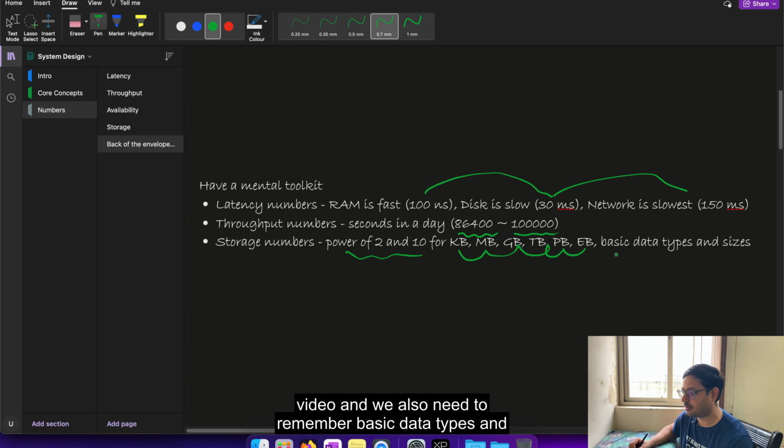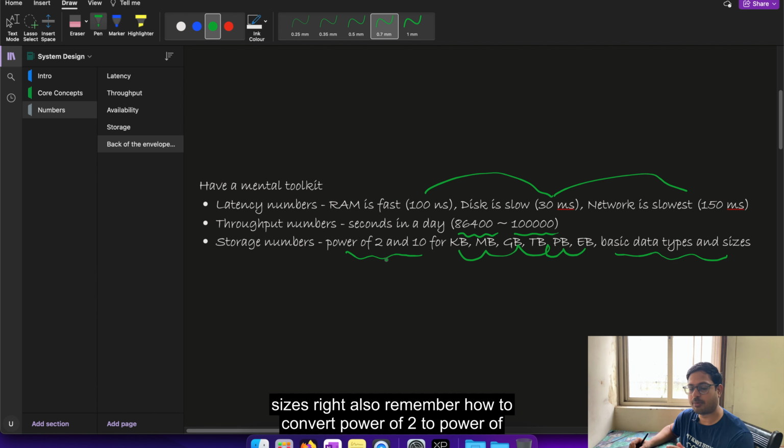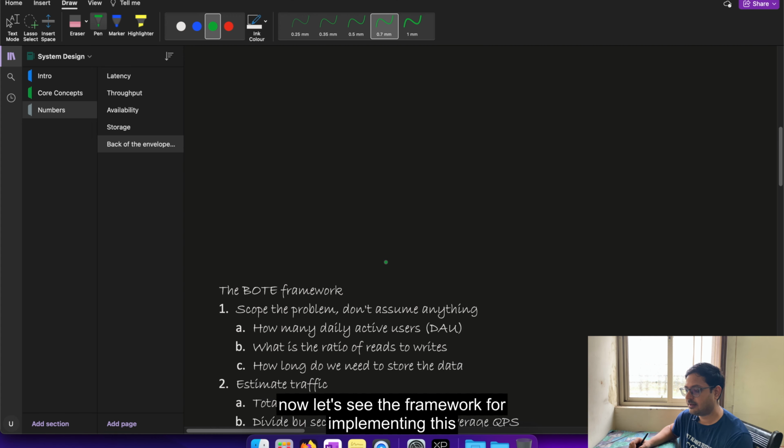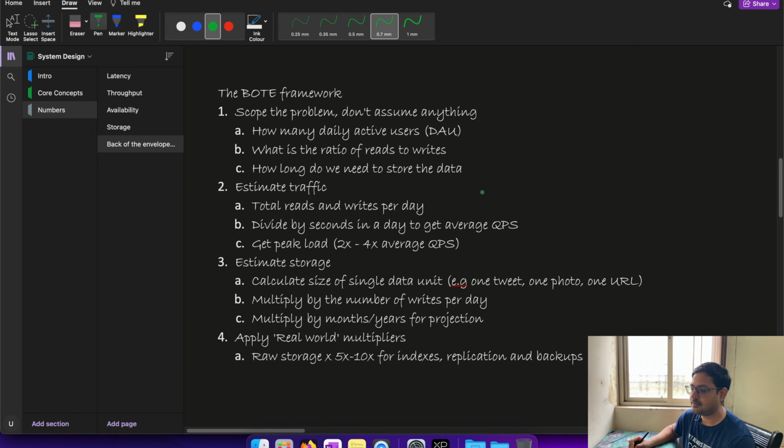And we also need to remember basic data types and sizes, right? Also remember how to convert power of 2 to power of 10, which we have covered in the previous video when it talked about storage. So these are the minimum things that we need to keep in mind before going to any interview or doing any system design. Now let's see the framework for implementing this.